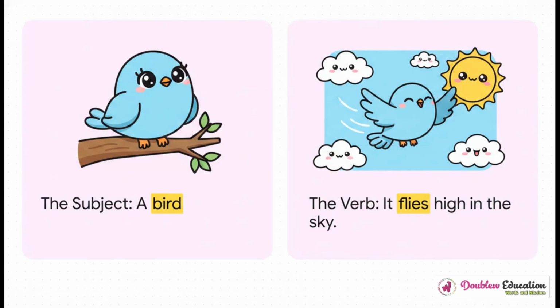And guess what? This rule works for everything, not just people. Look up in the sky. There's one bird, so the action fly changes to flies. It flies high in the sky. That S is our little clue that there's only one player.